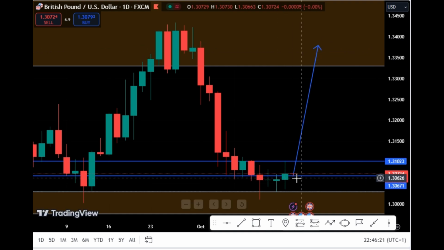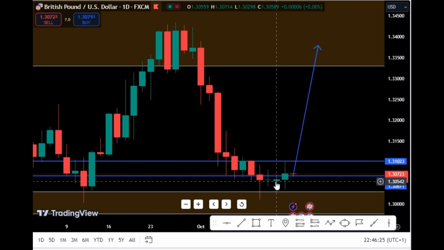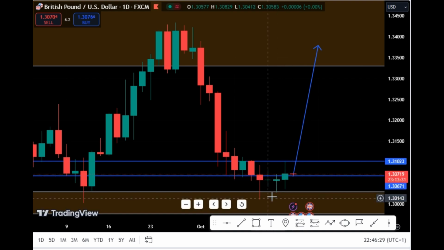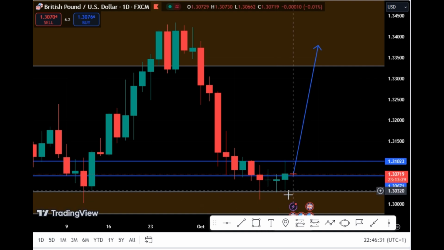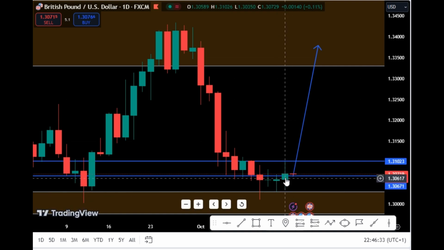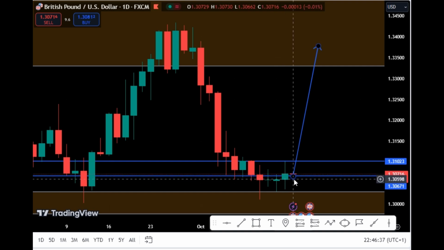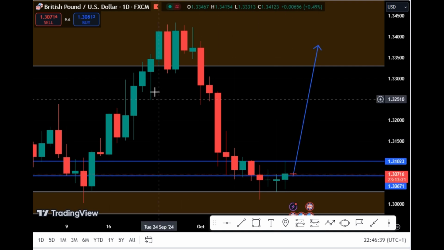We have a price run setup here on the daily chart. This price run setup is indicating that price will do a bullish uptrend movement tomorrow and the next day for the Great British Pound USD. So let's look at the weekly chart of the Great British Pound USD.